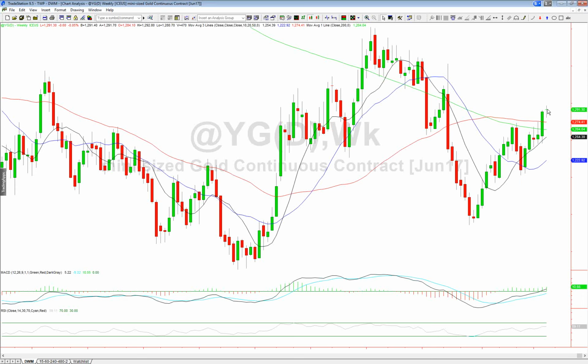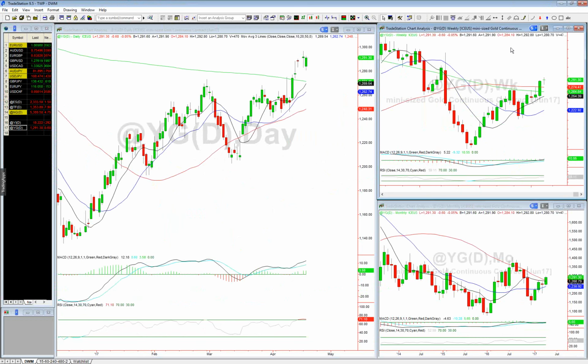So the trend on the weekly chart definitely has changed back to an uptrend. Good strong momentum, both in RSI and MACD. So the big picture on the weekly chart for gold is definitely bullish.